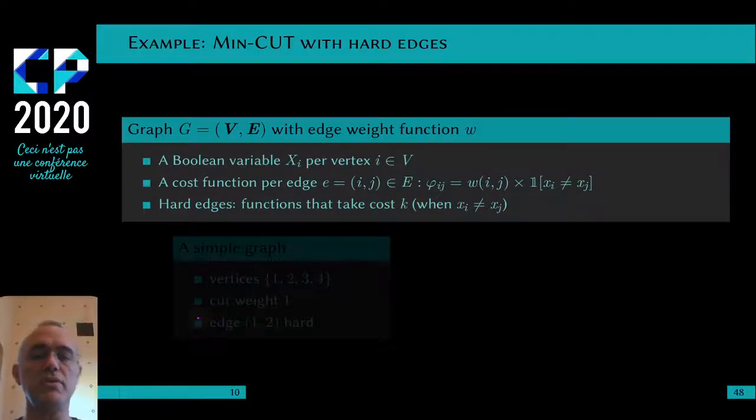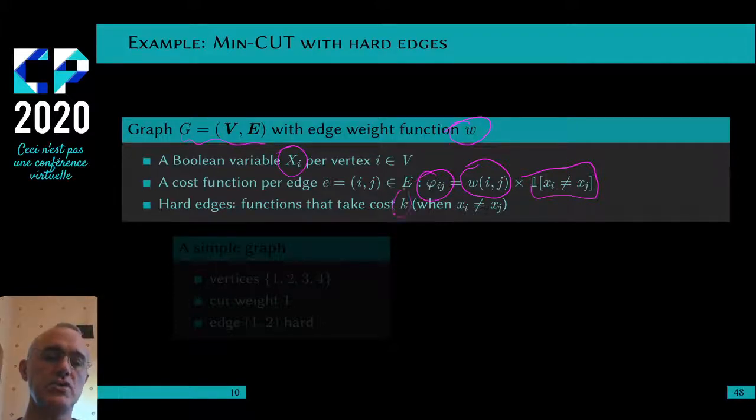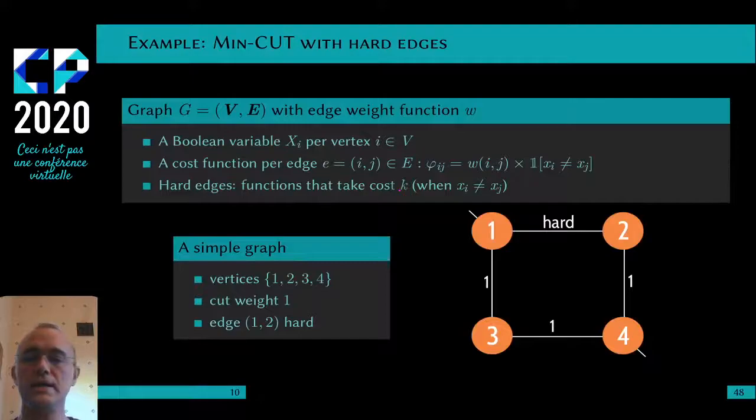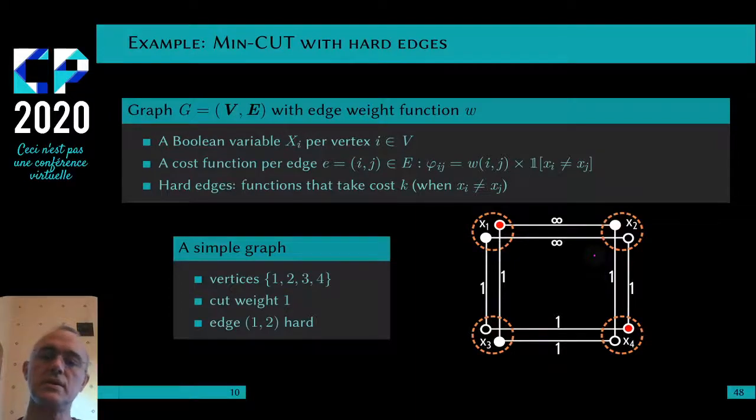This can be used, for example, to represent this simple min-cut problem. Imagine you have a graph and a weight on the edges. You can represent every vertex by a Boolean variable, which says on which side of the cut the vertex is. And then you have a function for every edge, and the function will take cost w, the weight of the edge, if and only if the two vertices are on different sides of the cut. And for a hard edge, of course, you can use the cost k. For this simple graph, for example, you can use this cost function network.